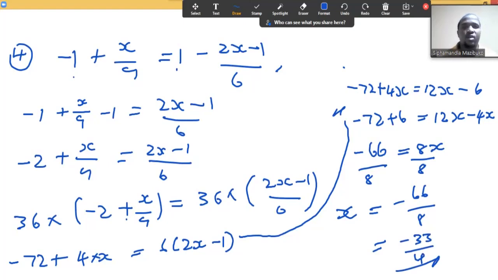So that is how we apply our LCD to solve our problems, or to solve our linear equations.